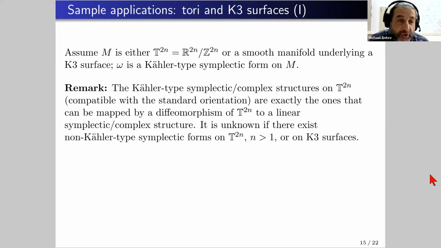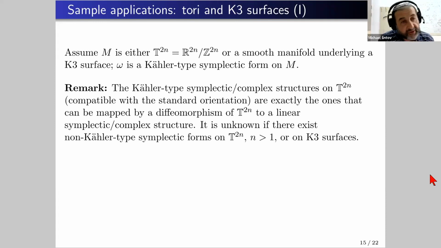Okay? And for tori of dimension 4 and higher, it's unknown whether there exists a non-Kähler-type symplectic form. Also for a K3 surface, it's unknown whether all symplectic forms are of Kähler type. And for complex structures, tori of real dimension 6 and higher may have non-Kähler-type complex structures. That's a result due to Meersseman, Borisov, Simon Salamon, and Vezzosi.